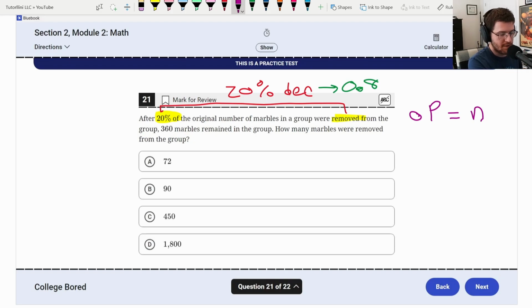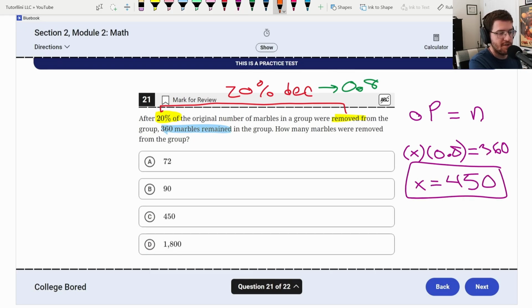Old percent equals new. So the percent multiplier is 0.8. This part here where it says 360 remained, that is the new. This word remained means after it happened, right? So I'm going to put 360 over here. And then the old, we don't know. So how about I put an x right there? Okay, so to solve this equation, I'm going to divide both sides by 0.8. 360 divided by 0.8 gives me 450.